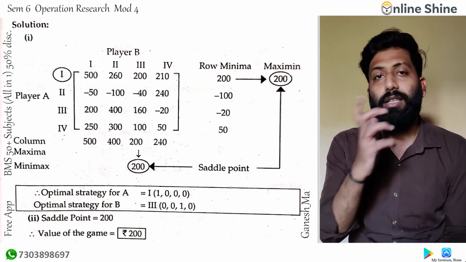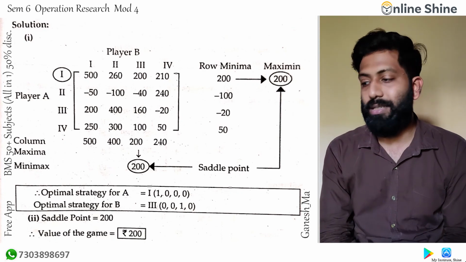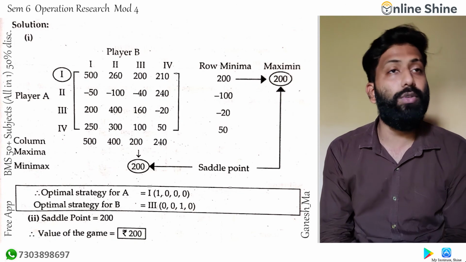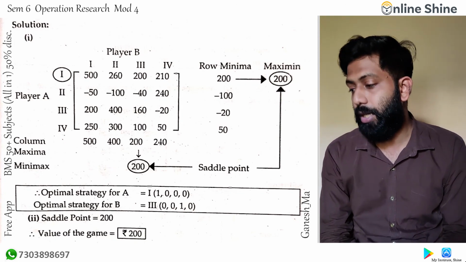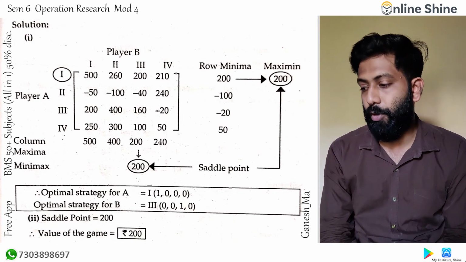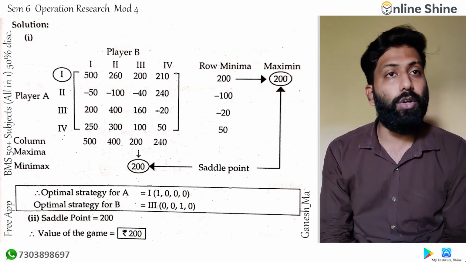Once again, the 200 value in the row-wise comes in row number 1, and the 200 value, that is the saddle point, comes in column number 3. So the optimal strategy for player A is 1, row number 1, and for player B it is column number 3.